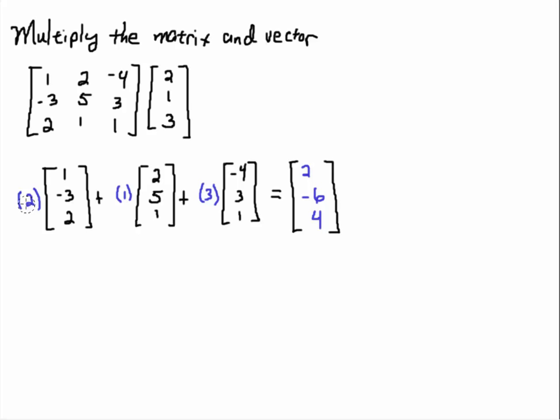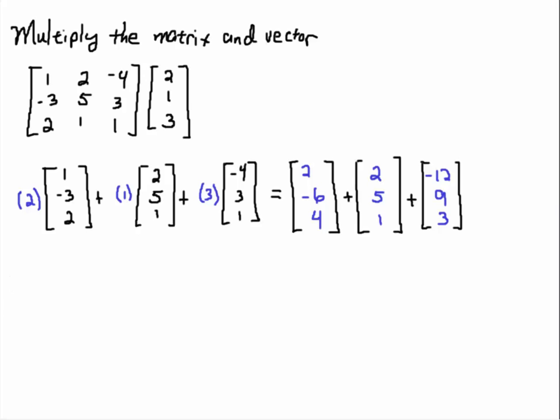If we take this 2 and we multiply it by 1, minus 3, 2, then we get 2, minus 6, 4. If we take the 1 and multiply it by 2, 5, 1, of course we get 2, 5, 1. And if we take the 3 and multiply it by minus 4, 3, 1, we get 3 times minus 4 is minus 12, 3 times 3 is 9, and 3 times 1 is 3.